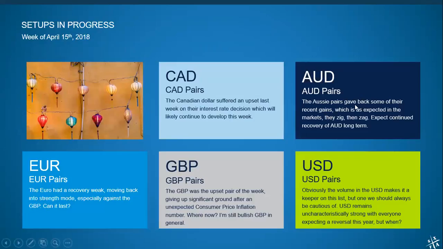The Aussie pairs, as mentioned, gave back some of their recent gains. Not all of them, just some. It made a zag after the zig, which again is the expectation in the markets. And I would expect continued recovery of the Aussie dollar long term. The euro pairs, the euro had a sort of a recovery week, which I misspelled there. Again, my apologies. I'm doing these too fast and not paying attention. Had a recovery week, moving back into strength mode, especially against the pound. I don't think that can last, hence my question there at the end.